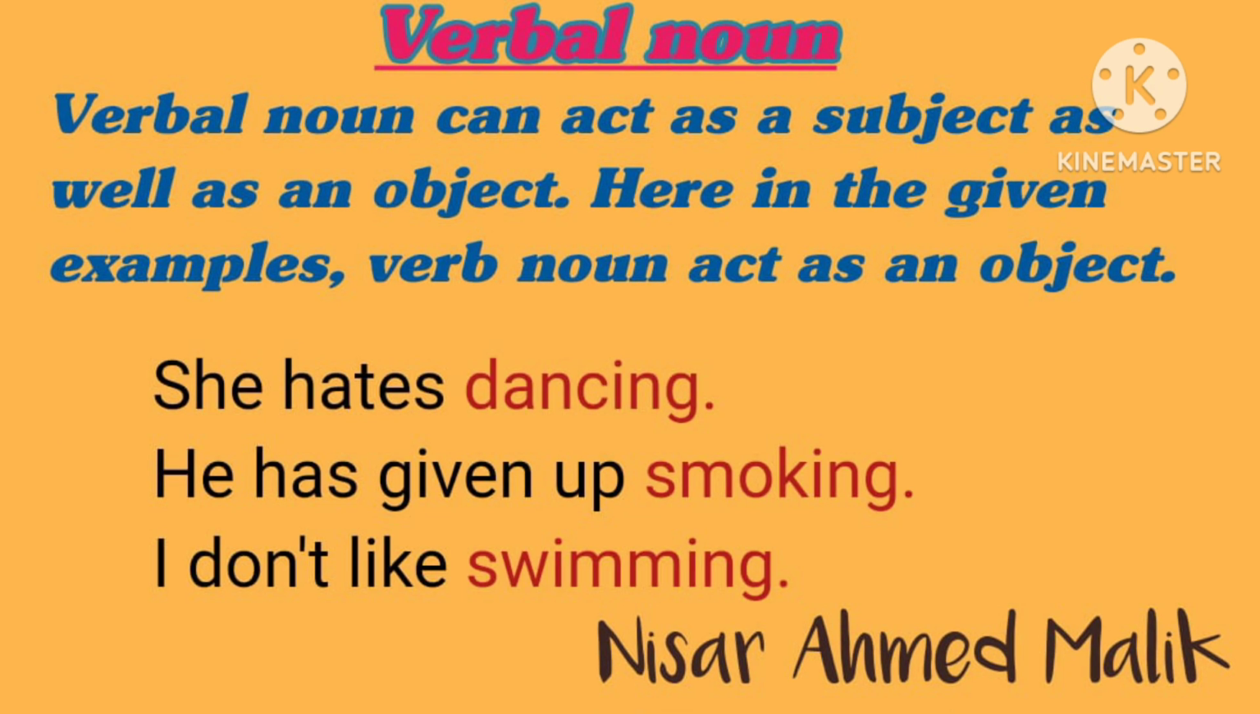A verbal noun can also act as an object. Examples of verbal noun. 1. She hates dancing. 2. He has given up smoking. 3. I don't like swimming. Here, dancing, smoking and swimming are verbal nouns that act as object of the sentences.